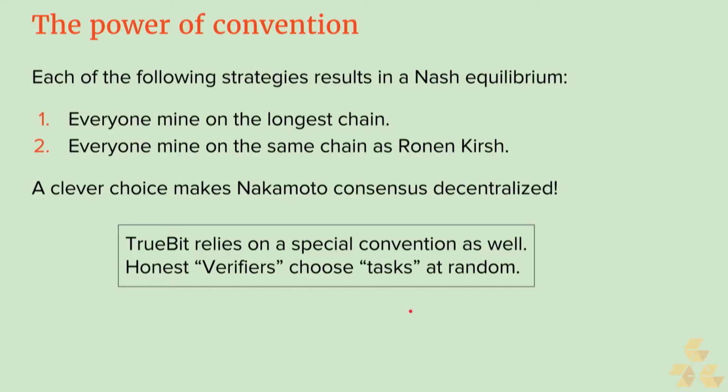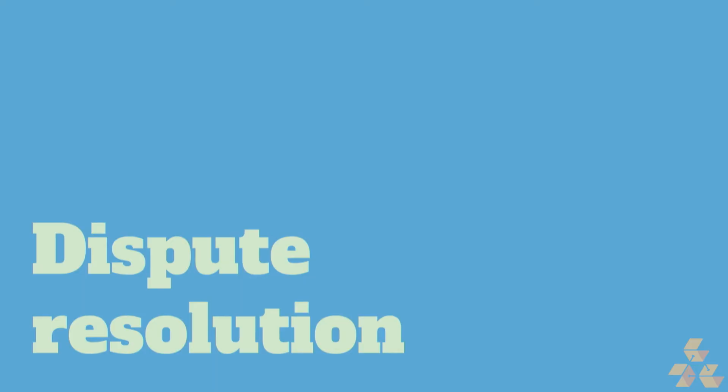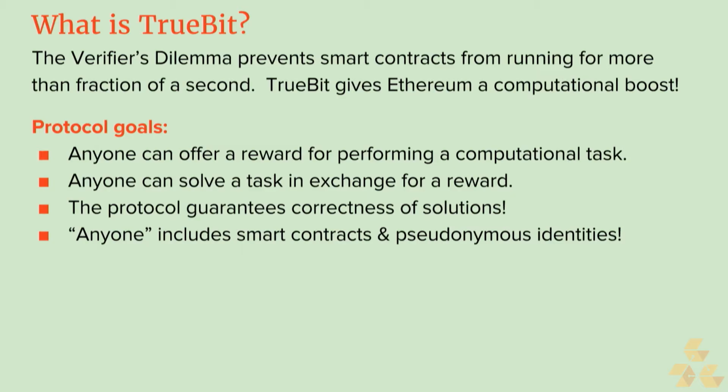So TrueBit also relies on a special convention, which is that honest buyers choose their tasks at random. I'm going to say a little bit about how the protocol works now, so that you can try to imagine how this convention fits into the picture, and why a convention is such a powerful tool in the space of crypto economics as you're designing your own protocols. Okay, so dispute resolution. This is the heart of TrueBit.